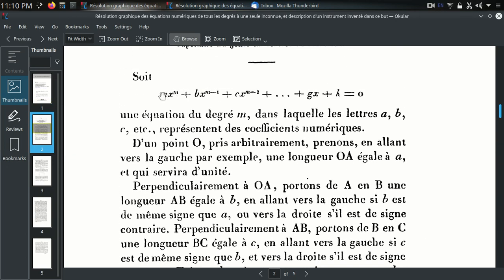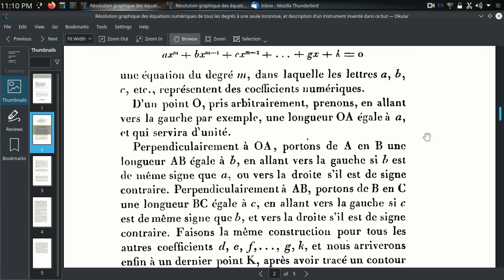But here, like, first off, this is generalized, right? This m can be anything. M can be any integer, right? That's what it says right there. This can be an equation of degree m. M can be anything. And the letters are numerical coefficients, right? That's what those are.